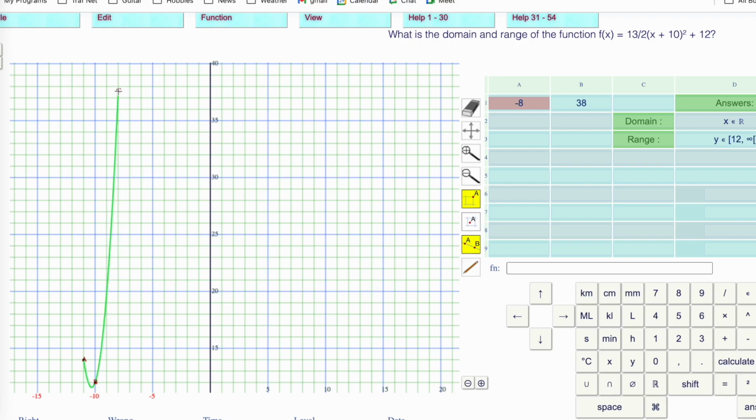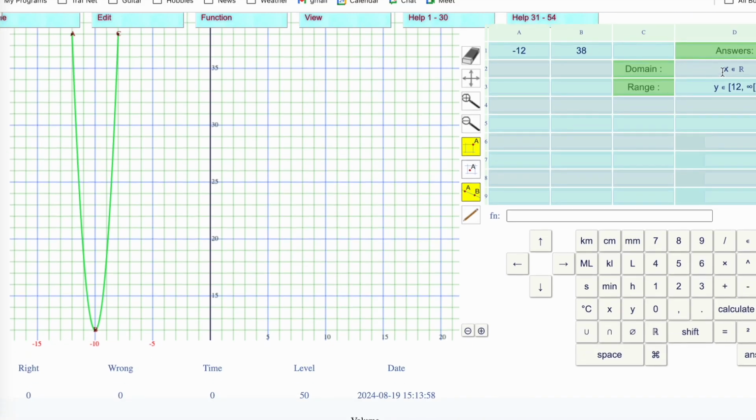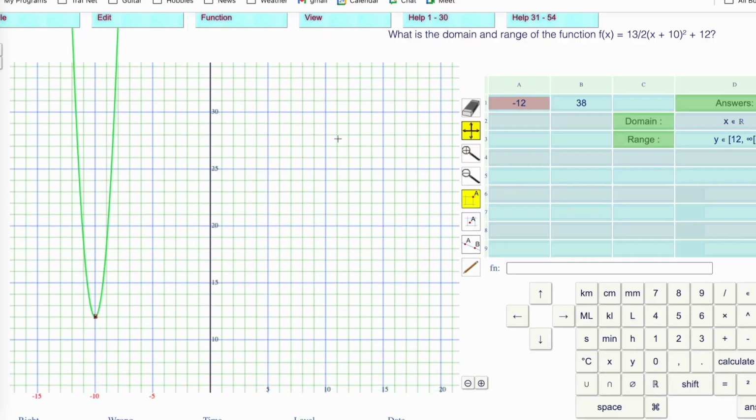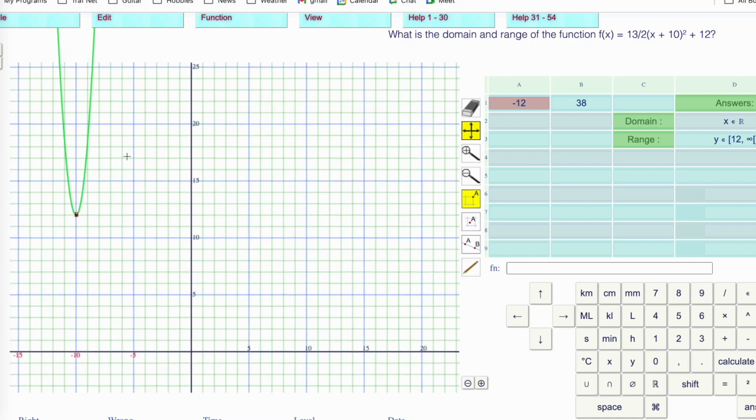Negative 8 and 38 is here. It's going to do the same thing on the other side, like that. At negative 12, we should also get 38. If I put in negative 12, we also get 38. The parabola is doing this. Notice it didn't in any way change our domain and range. We're just seeing a more precise drawing of what it looks like.